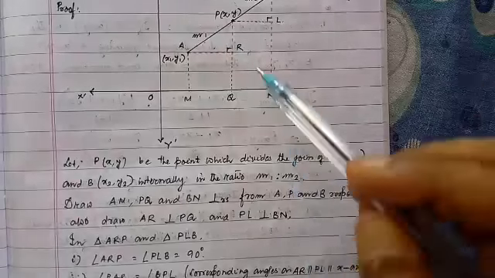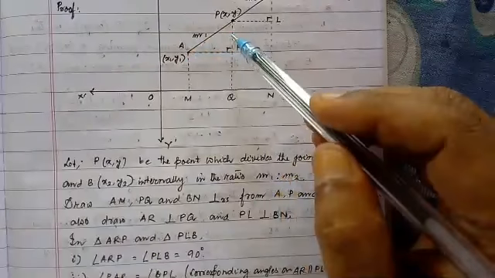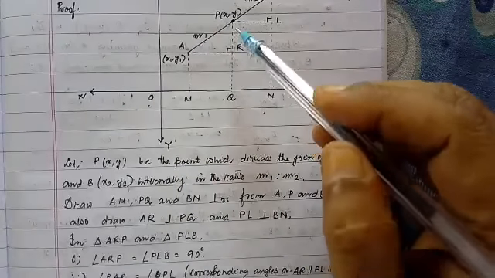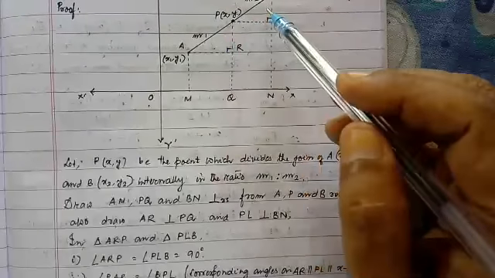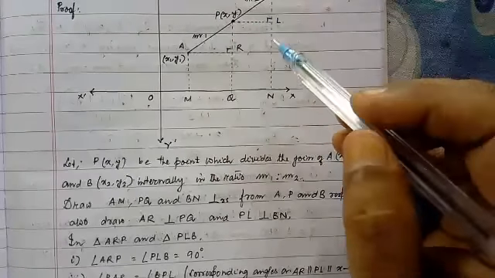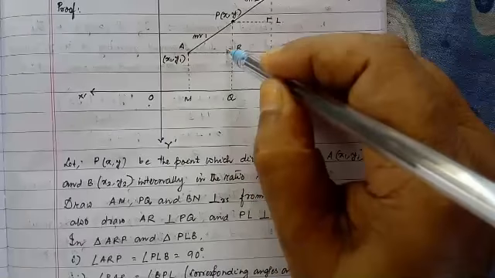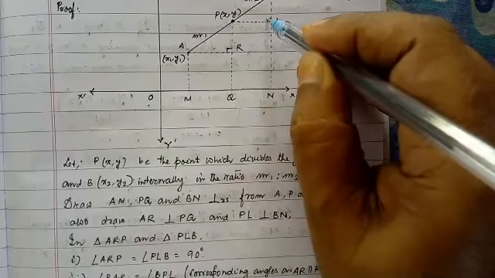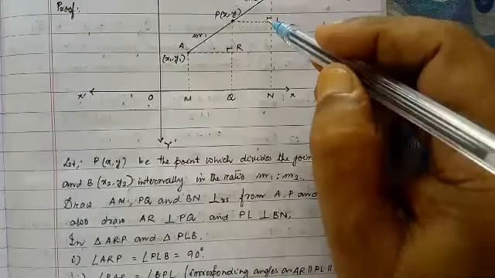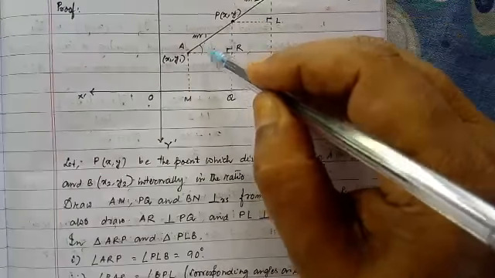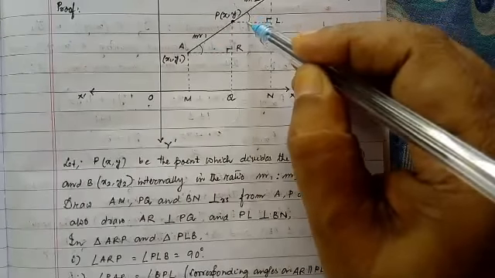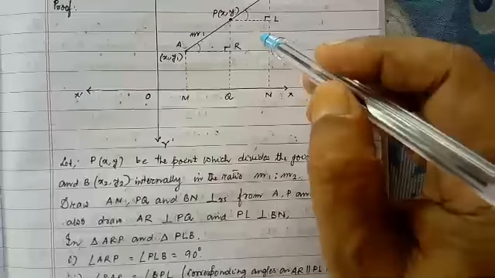Now triangles APR and PBL, these two triangles are similar triangles. Why are these two triangles similar? Because this angle is equal to this angle, both equal to 90 degrees, and this angle is equal to this angle. They are corresponding angles, equal as this is parallel to this and this is the transversal.